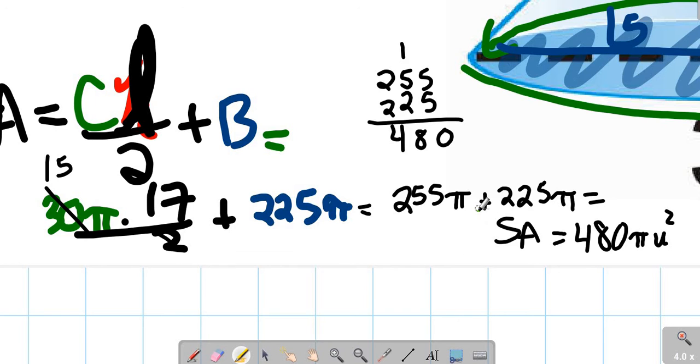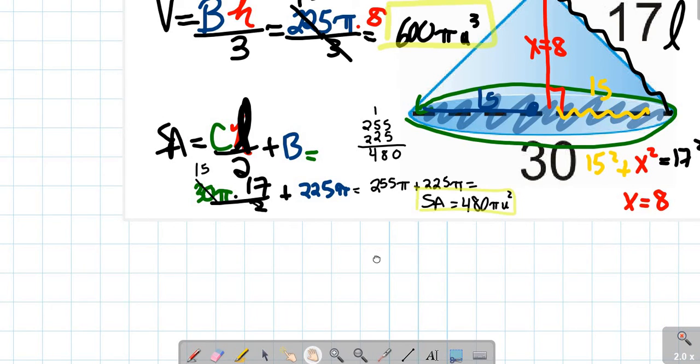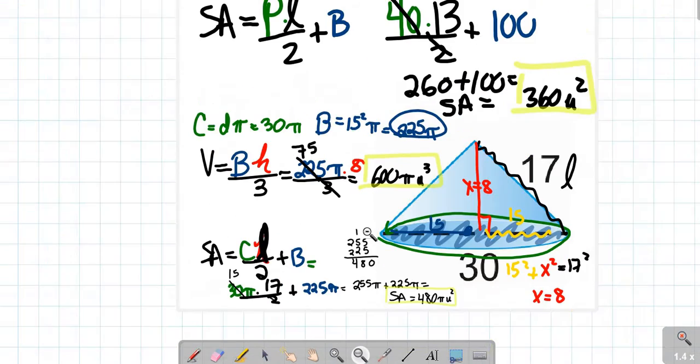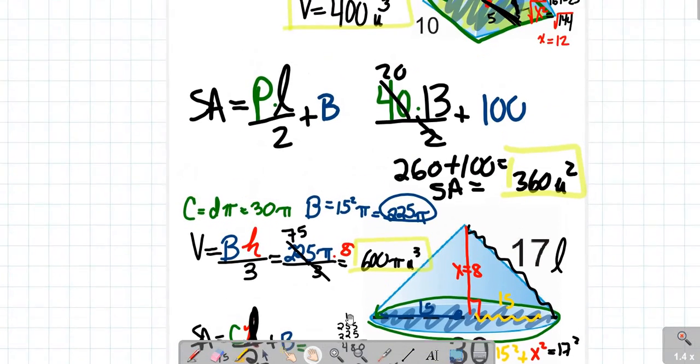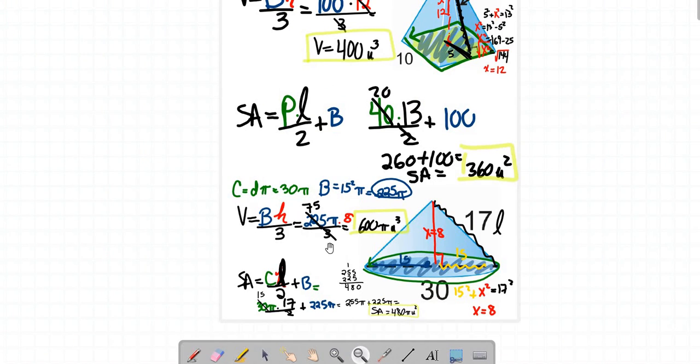Shade, trace, perimeter, base, equations. Circle, plug, chug. Wow, kiddo, this was a crash course.